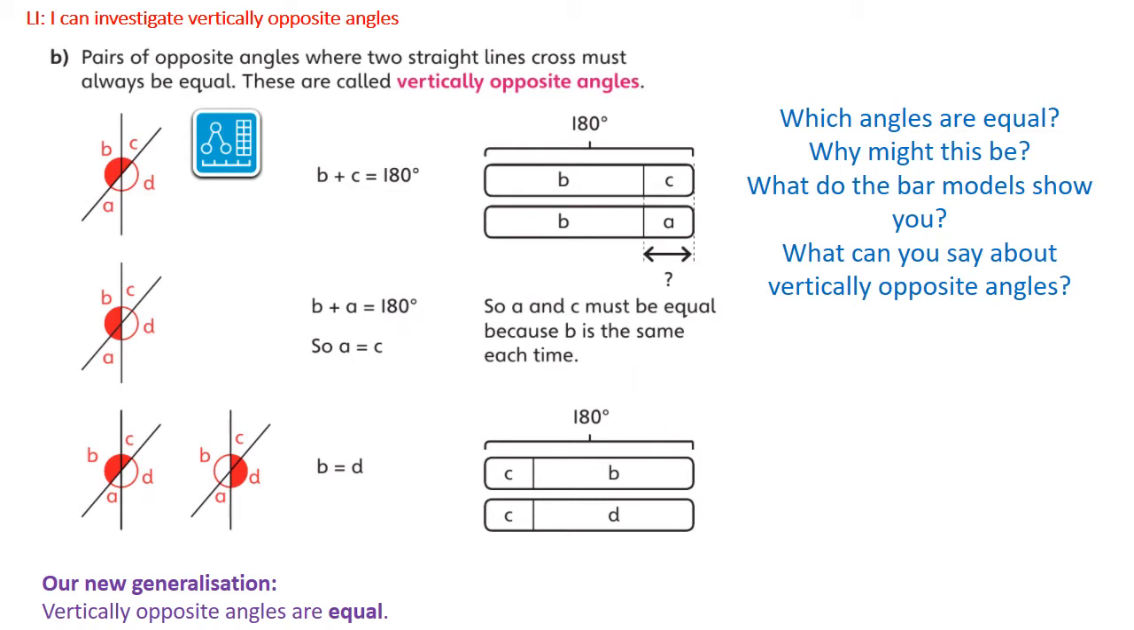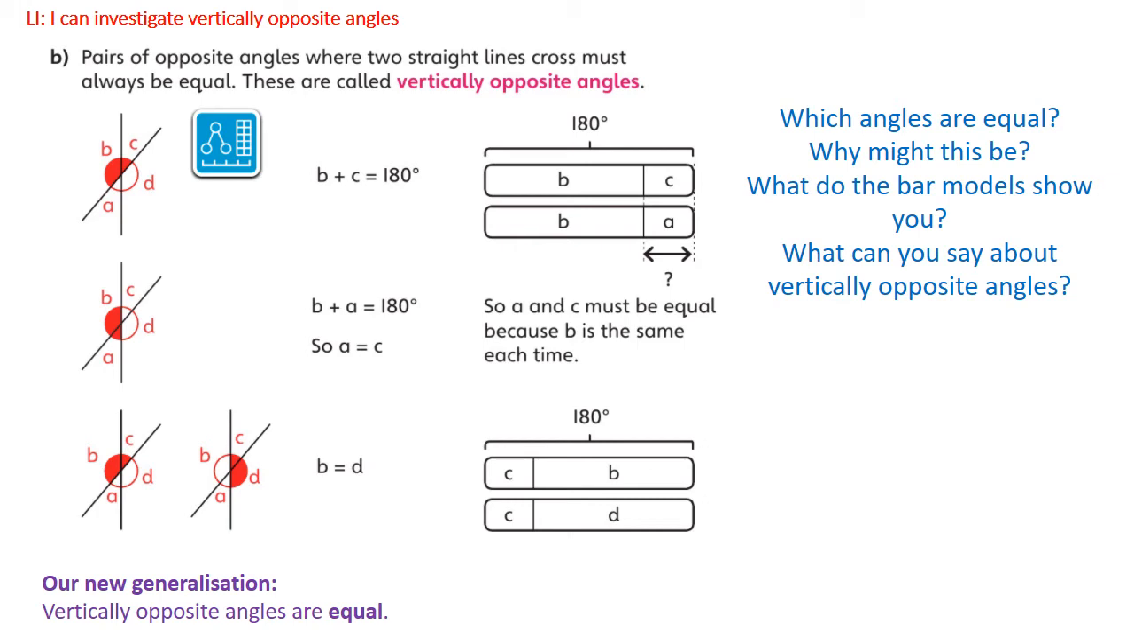So we could use a bar model to show this. We've got vertically opposite angles. So A and C are vertically opposite angles. And as we can see from the bar model there, C and A are always going to be the same size because they are measurements on a straight line. So we can state that vertically opposite angles are equal.